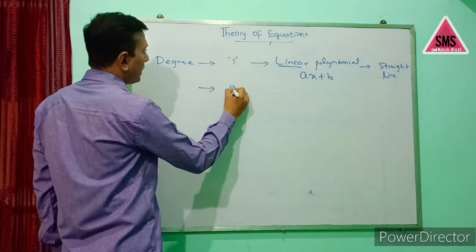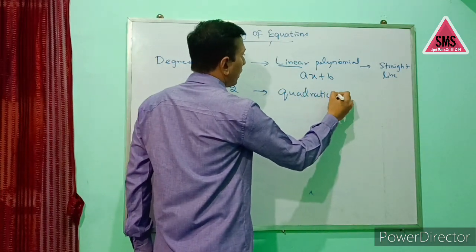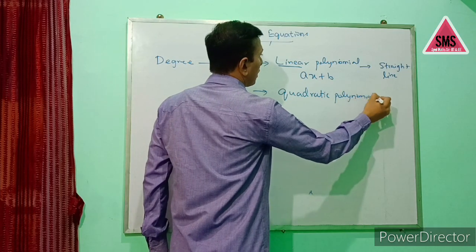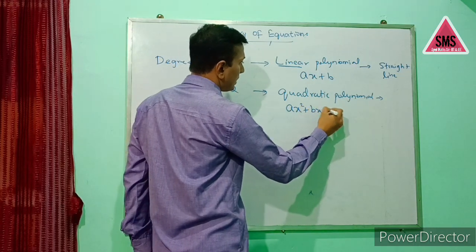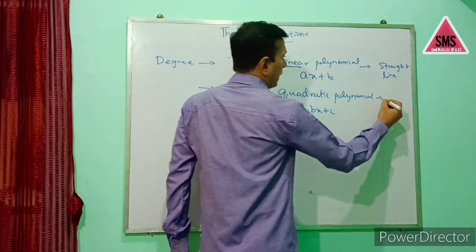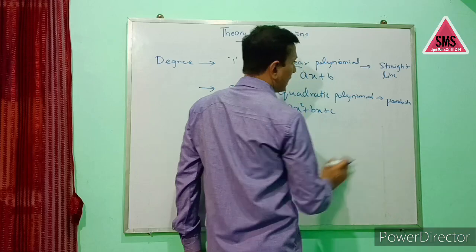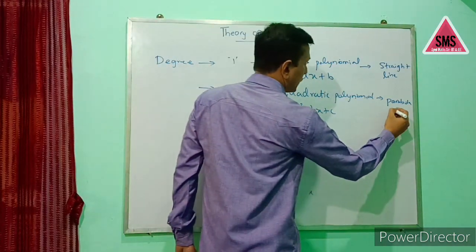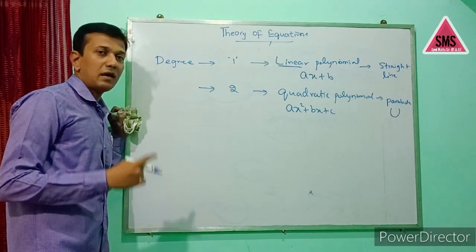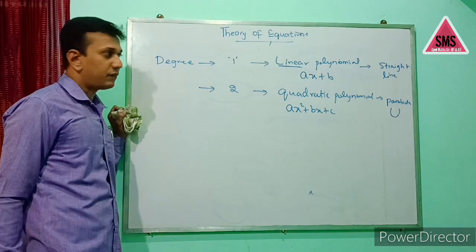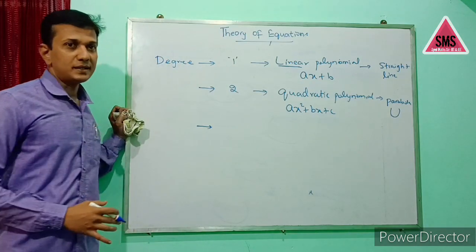Similarly, if the degree of the polynomial is 2, then we call it a quadratic polynomial. The general form is ax square plus bx plus c. And what is the graphical representation? The graphical representation of a quadratic polynomial is going to be a parabola, a U-shaped curve. A very important concept regarding polynomials. After this we have the quadratic equation concept in the next video, so we are going to cover that in detail. As of now we are discussing polynomial basics.